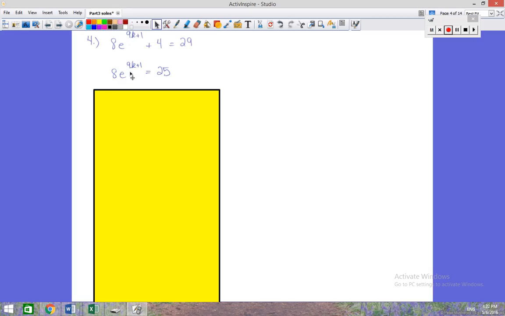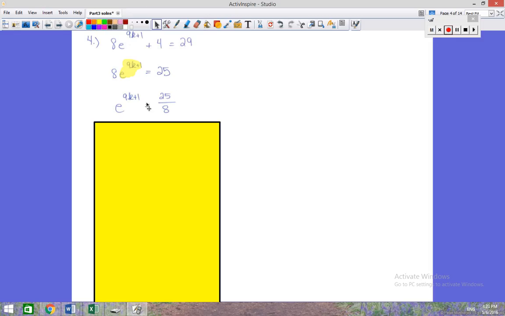Well, now on the left-hand side, I have two factors. I have this factor of 8 times this e raised to the 9k plus 1. Well, it's this factor of e raised to this 9k plus 1 that I want to get by itself. So to undo this multiplication of 8 times this, I'm going to divide both sides by 8. So on the left, 8 divided by 8, that 8 just cancels. And on the right, since 25 is not divisible by 8, I just wrote it as an improper fraction. Later, I'll just key it in the calculator and let the calculator do the work.